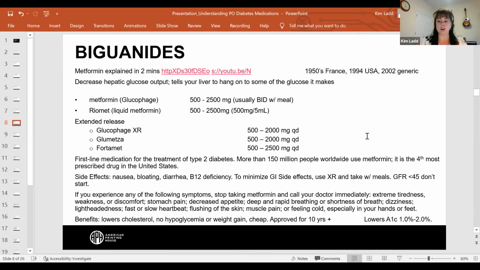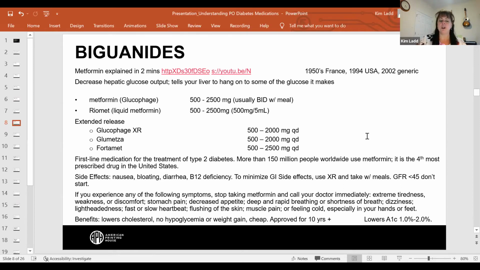Metformin's been around a long time. It was actually developed, France started using it in the 1950s. So, it's a pretty safe medicine. There's a lot of data to show the safety of it. In the USA, it came out in 1994. And then in 2002, the generic became available.